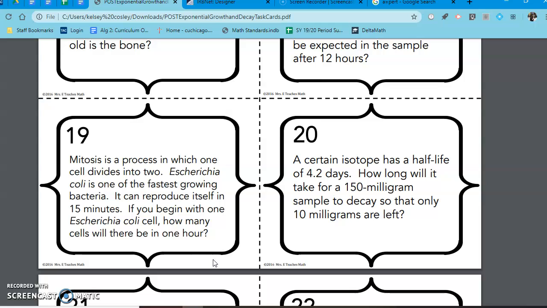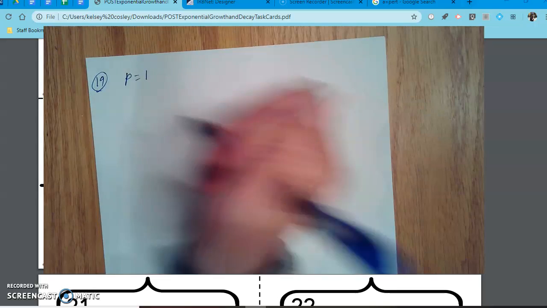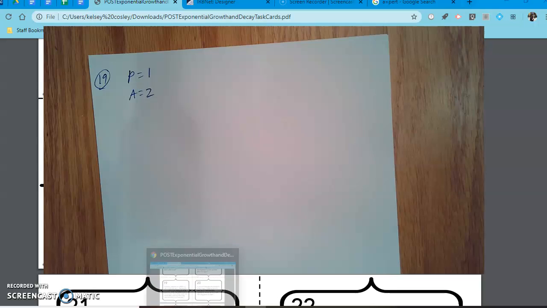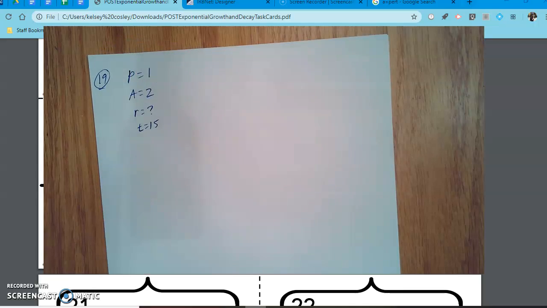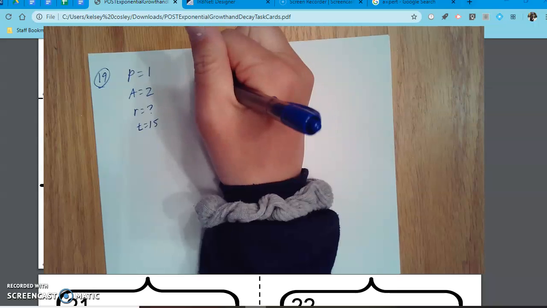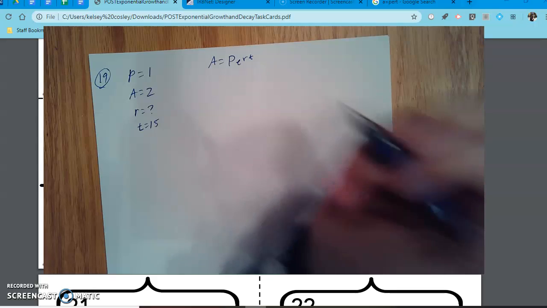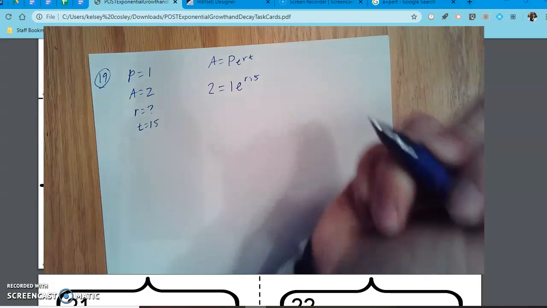Okay, and the question right there. So it says it divides a cell into two. That means that I'm initially starting with one cell, so this is number 19. It's going to split into two, so that means my final would be 2. Okay, it says that this happens in 15 minutes, so we don't know R, but we know T is going to be 15. So we're going to plug it into my A equals P e to the RT, and we're going to solve for the rate. So I'm going to have 2 equals 1 e to the R times 15.